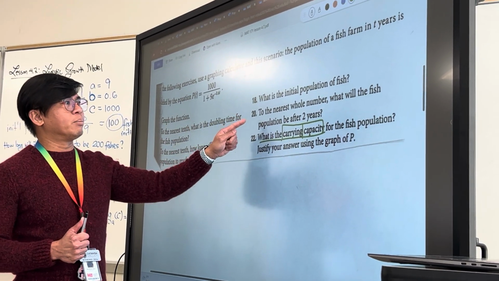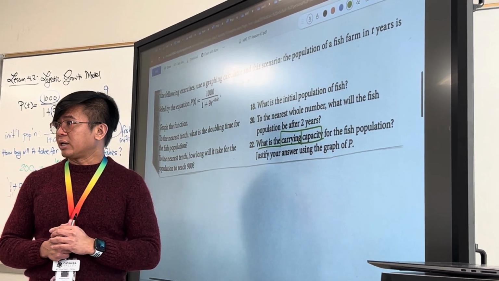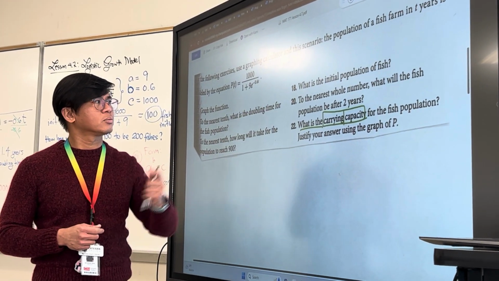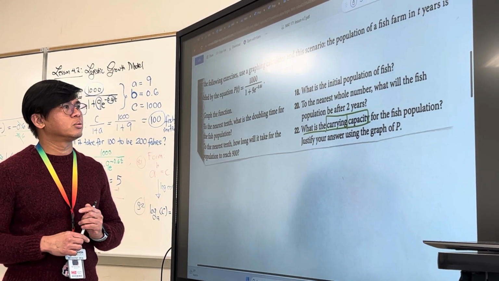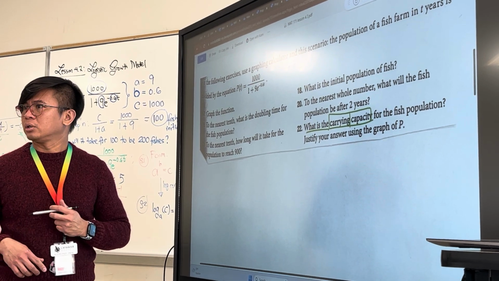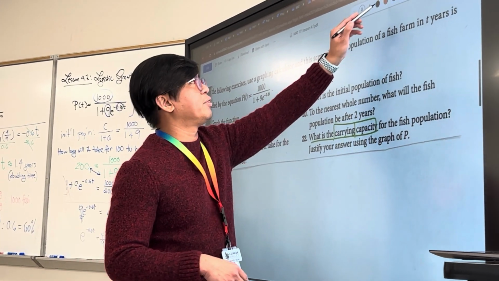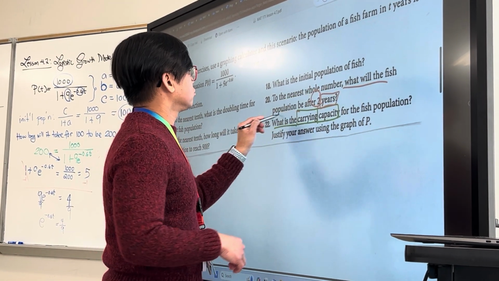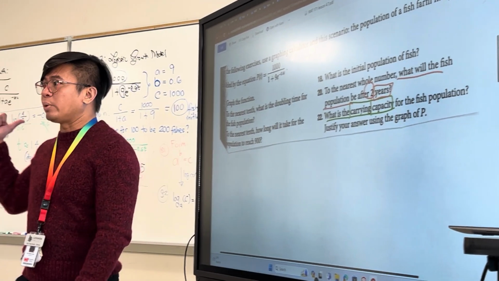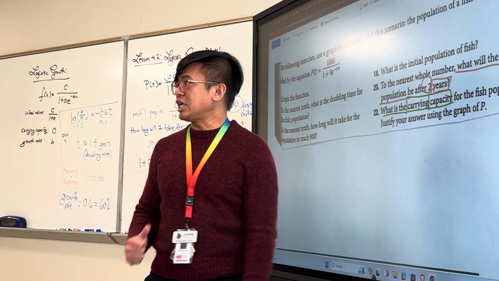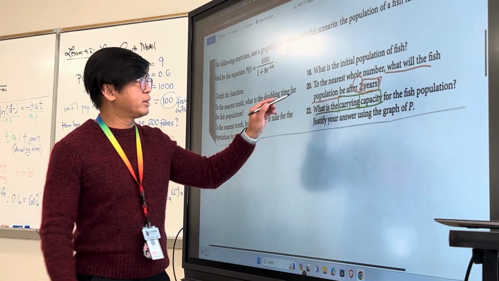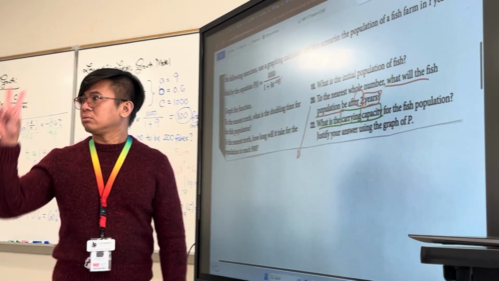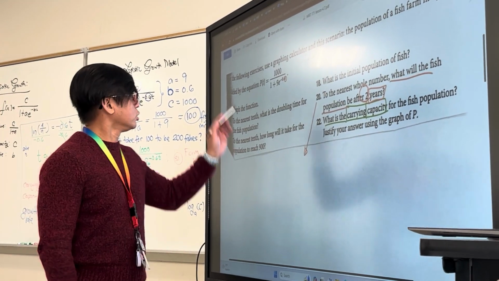Let us answer in here one last. Let's answer number 20 for such. Corey, go ahead, let's read that one. To the nearest whole number, what will the fish population be after 2 years? All right, so basically that one, thank you for that. Basically just evaluate the function at t equals 2. Good. So with that number 20, you see this t? Just make it 2, right?